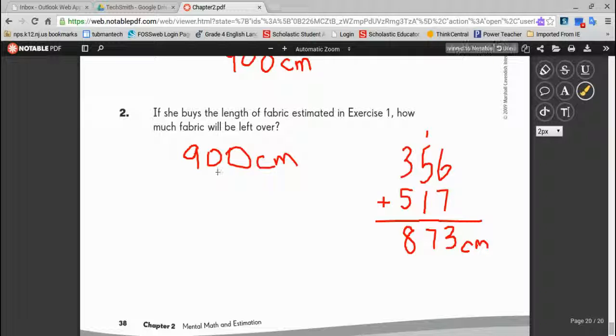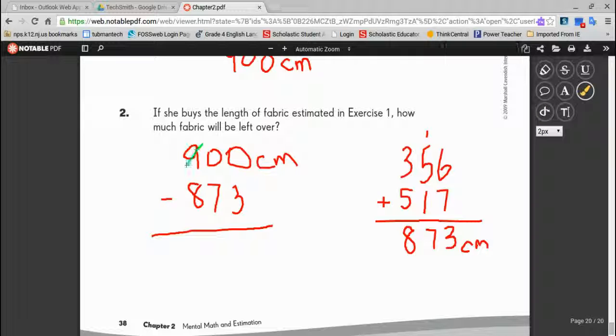She bought 900 centimeters. So if she bought 900 centimeters and she needs only 873 centimeters, how much fabric will be left over? Well, I need to take those two numbers away to find out what's left over. So let's take those two numbers away. Okay, I can't do 0 minus 3, so I need to regroup. I can't regroup from the 0, so I'll regroup from my 900.